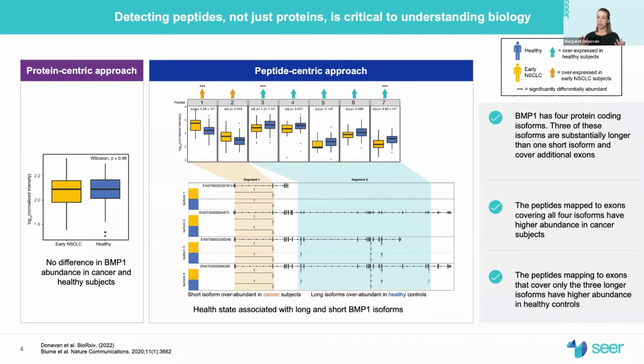Potentially the shorter form is associated with a lung cancer state, and these longer isoforms might be more protective, and that's why we identify them in the healthy individuals. So what this told us was that using this approach, not only are we enabling the inference of proteoforms, but these proteoforms are actually very meaningful for biology.